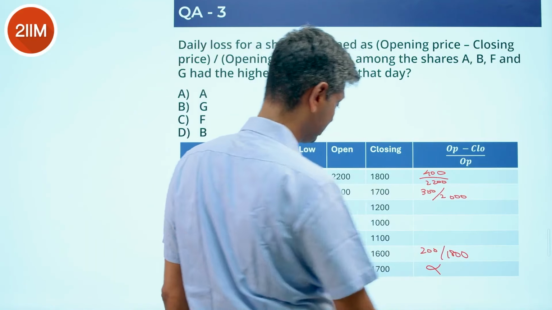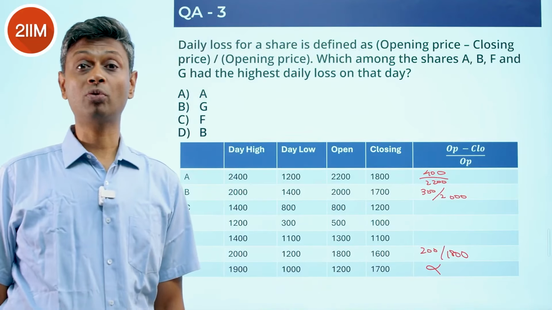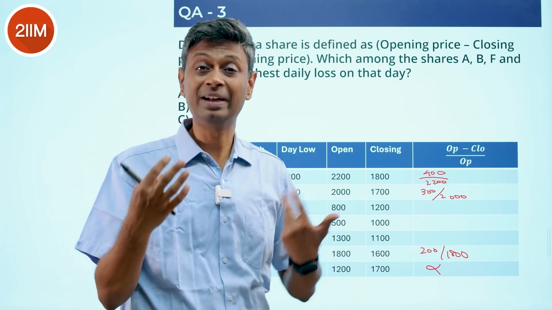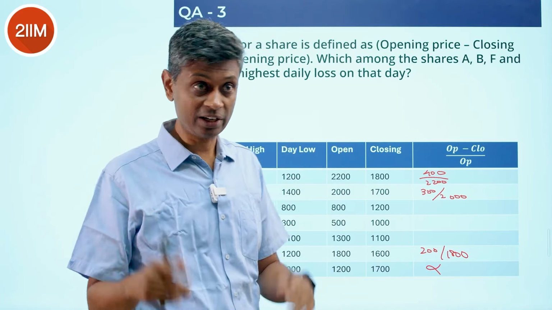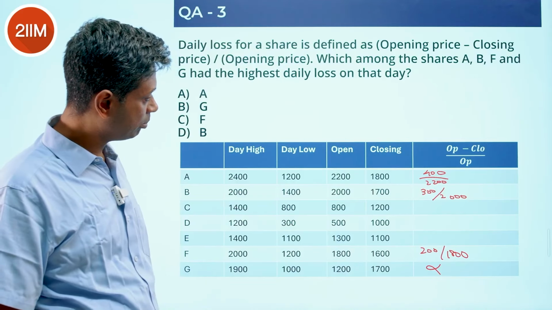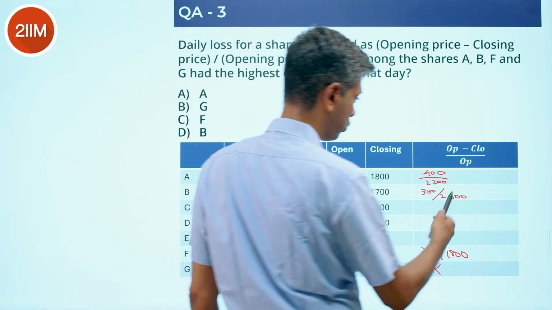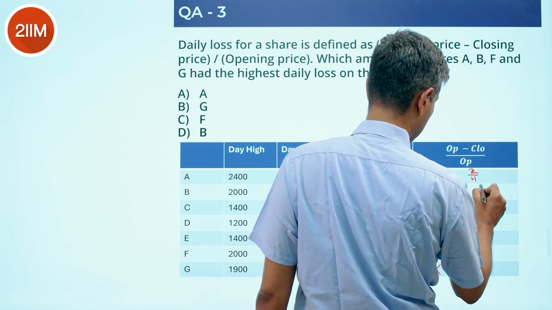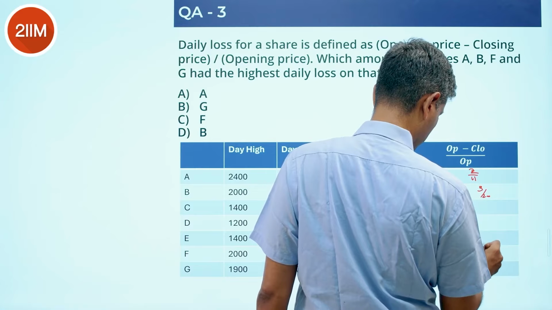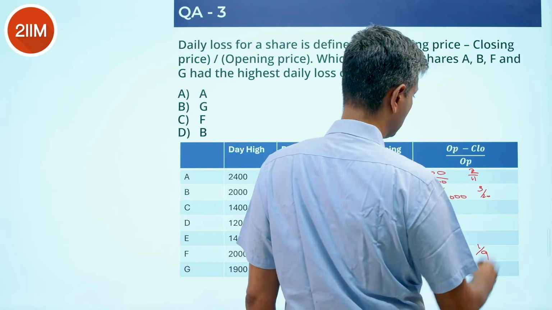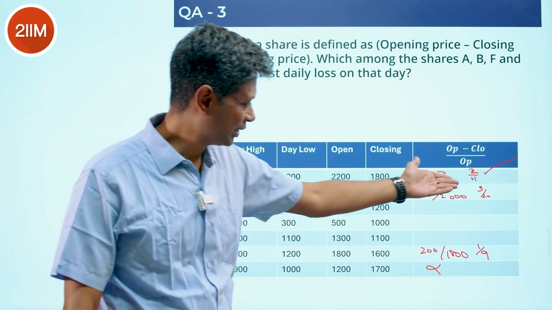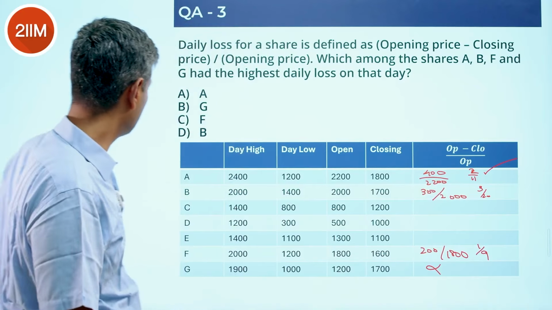Not even calculating this because it didn't make a loss, it made a profit. If you're thinking of it as negative, a daily loss, it will be a negative thing, so no ambiguity at all. It's not the highest. So 400 by 2200, this is 4 by 22, which is 2 by 11, this is 3 by 20, that is 1 by 9, 2 by 11 is the highest, that's 0.22 something, this is much lesser, much lesser. So answer is A.